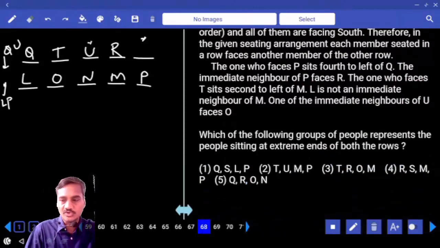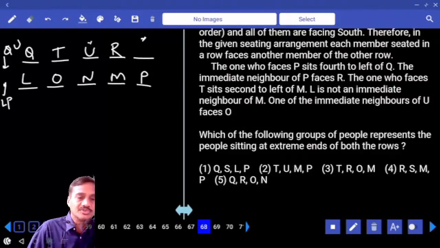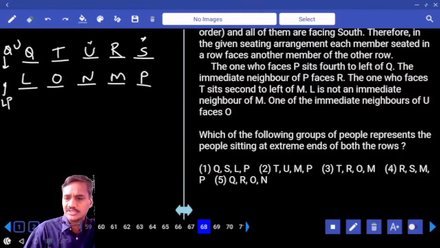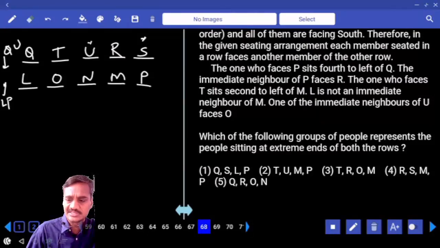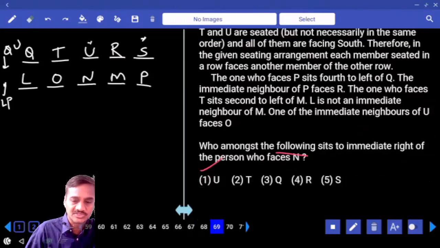Then, which of the following groups of people represent the people sitting at the extreme ends of both the rows? Both the rows. And then, who is the person left over here? S. And Q, L. Which of the following groups represent the people sitting at the extreme ends? Extreme ends: Q, L, S, P. Choice 1.